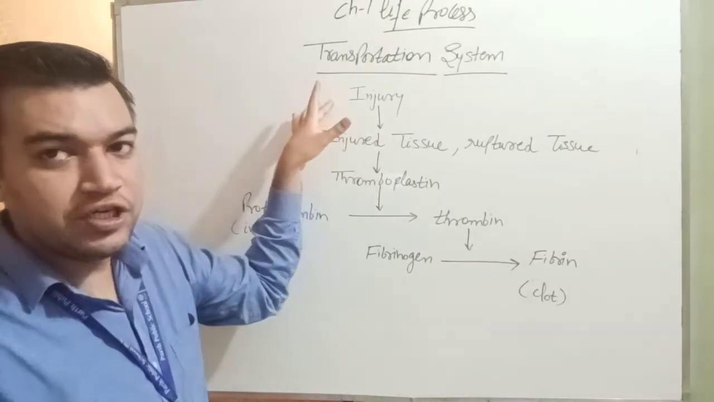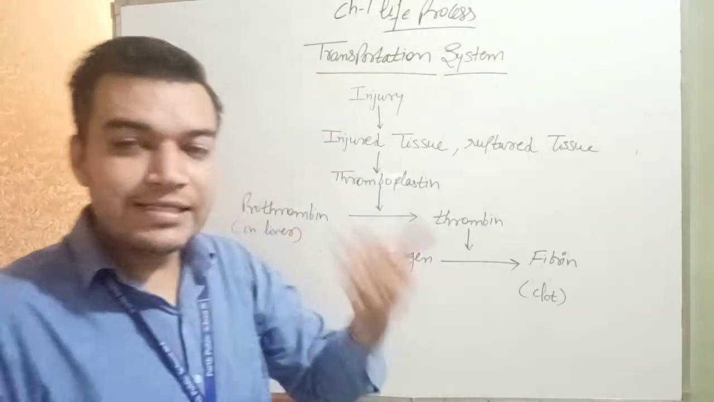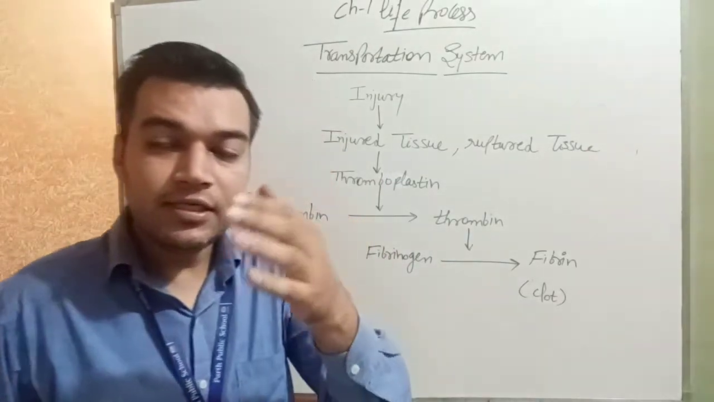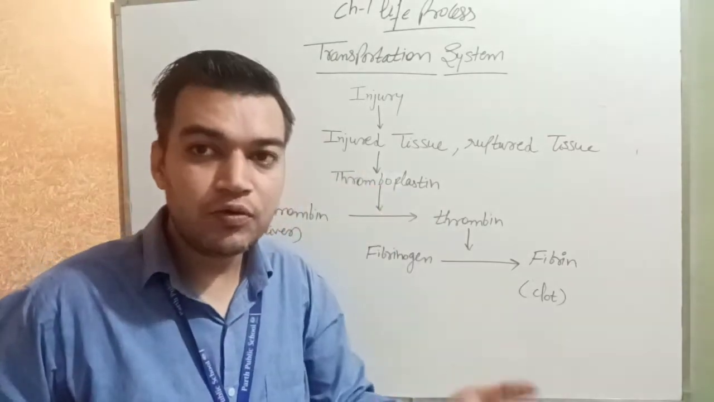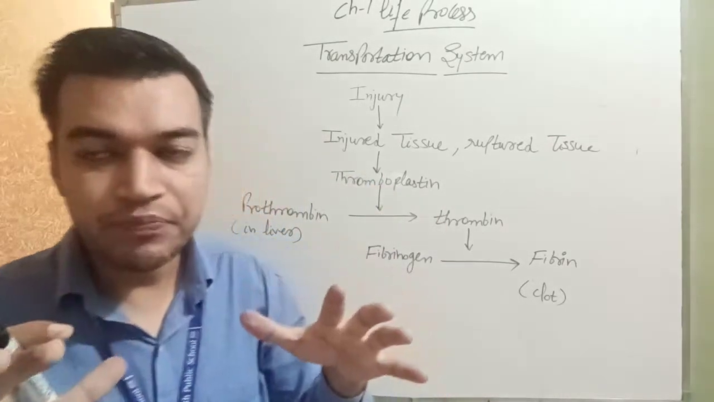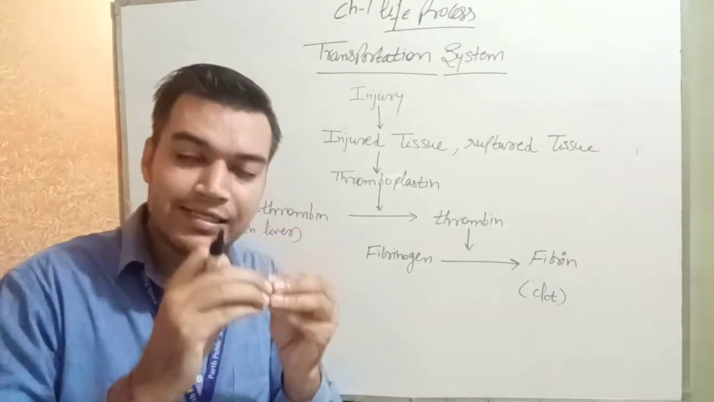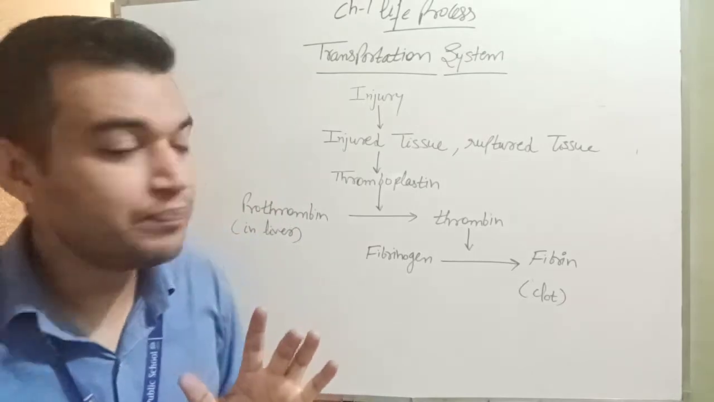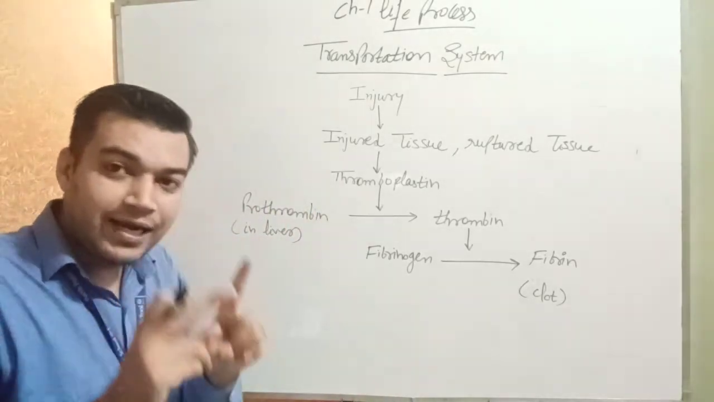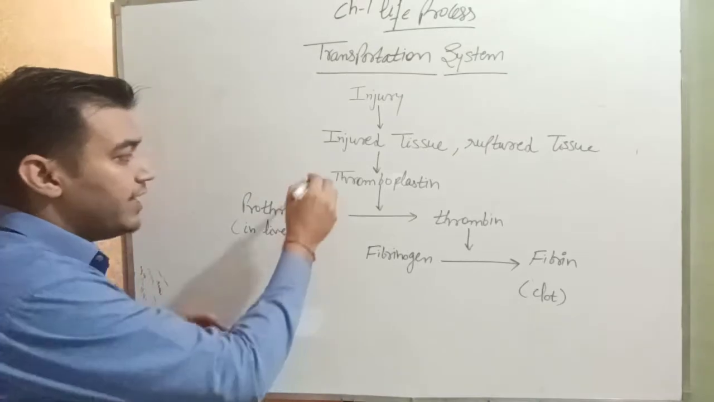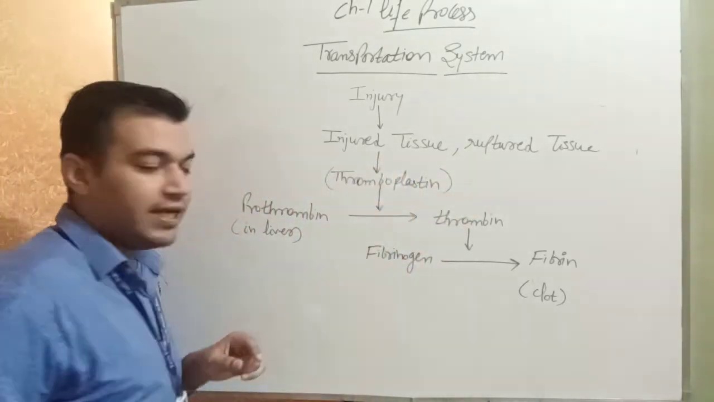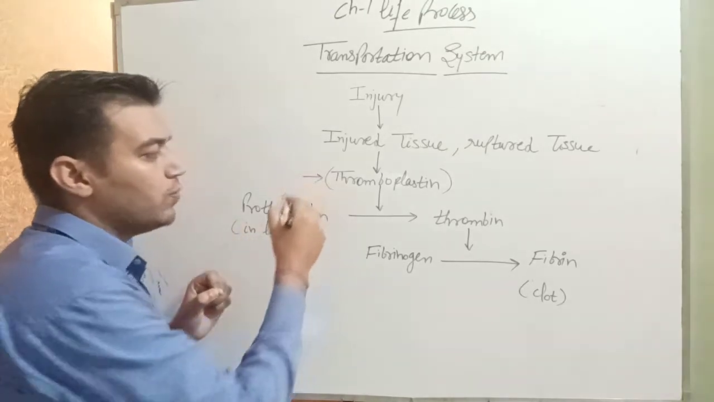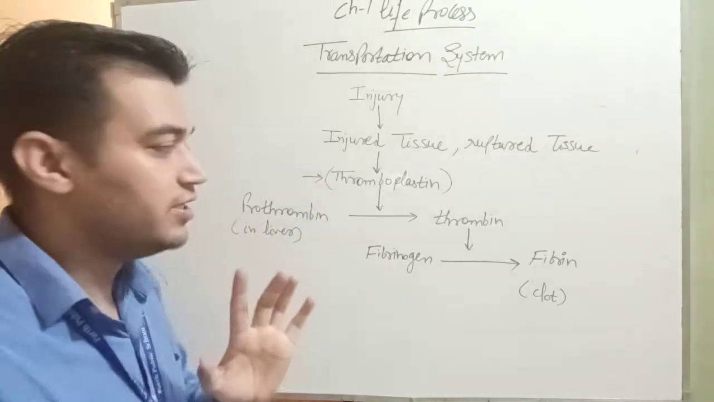When tissue is injured, some cells are also injured, and some cells of blood are also injured, because blood circulates in the whole body. Okay? So if blood cells are injured, then RBCs, WBCs, and platelets will also be injured. When platelets are injured, they release a protein named thromboplastin. Platelets release this substance called thromboplastin when injured.